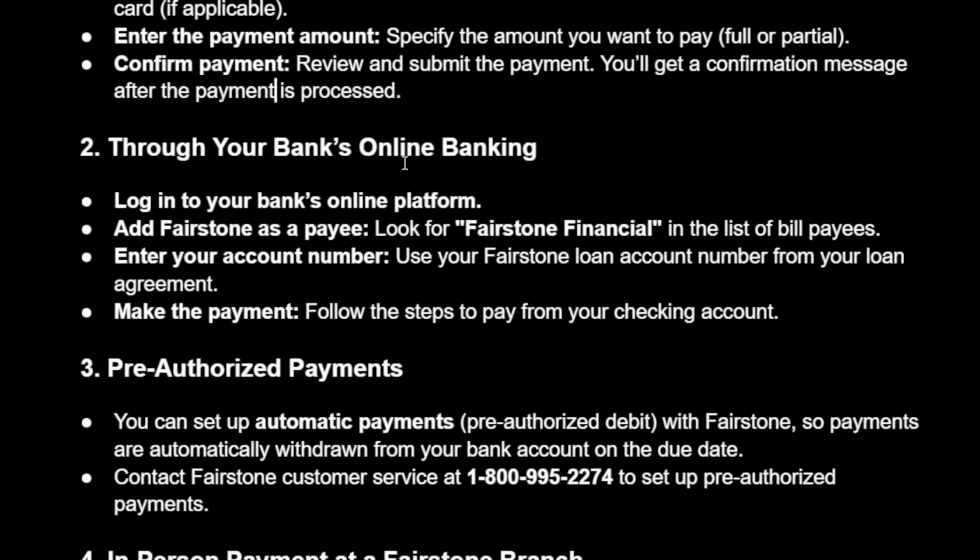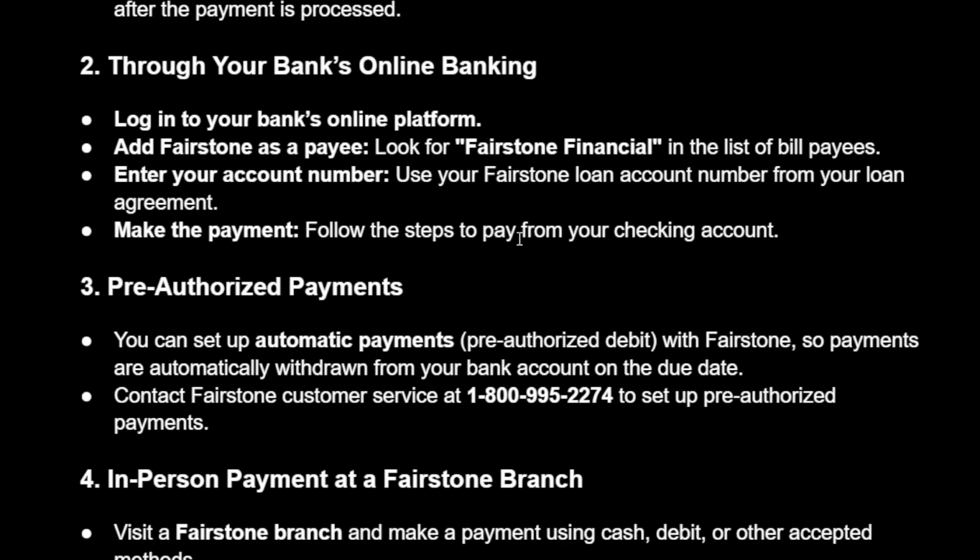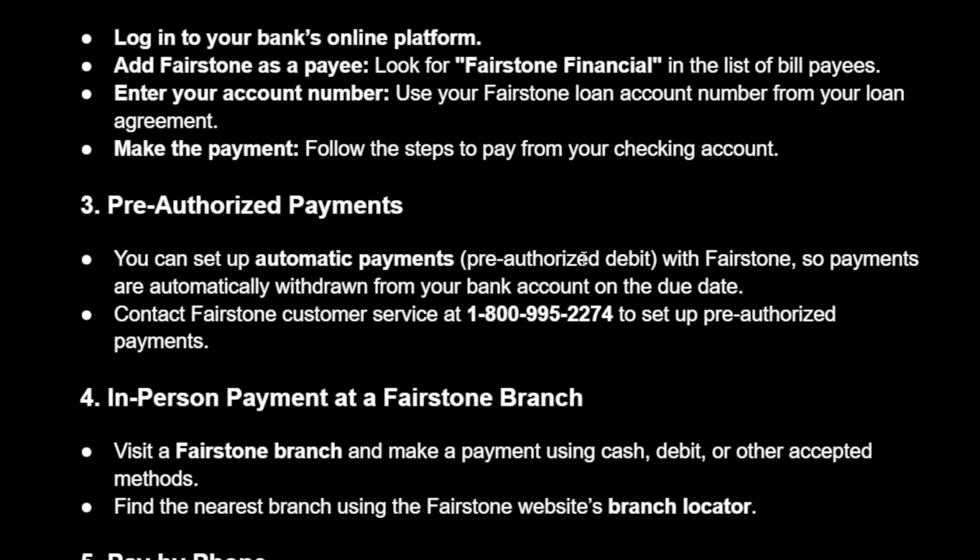Through your bank's online banking, this is the second method. You want to log into your bank's online platform and add Fairstone as a payee. You should look for Fairstone Financial in the list of bill payees. Then you will enter your account number, use your Fairstone loan account number from your loan agreement, and make the payment. Just follow the steps to pay from your checkings account.